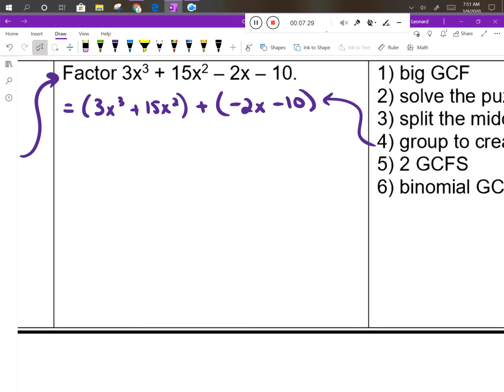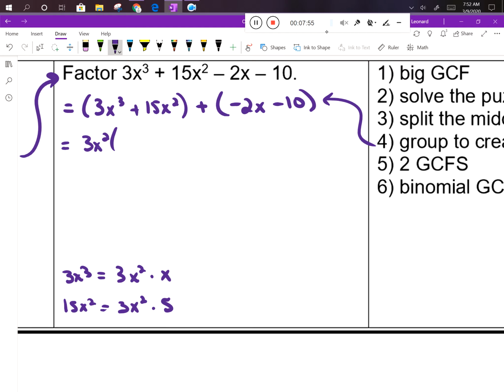The next step says 2 GCFs. So that's what we were doing up above where we found the GCF. So I'm going to use the space down below. 3x cubed and 15x squared. Well, they're both divisible by 3, and they both contain an x squared. To get back to the original terms, the top one would need an x, and the bottom one would just need a 5. So the 3x squared is what we're factoring out, and x plus 5 is what would be left inside.